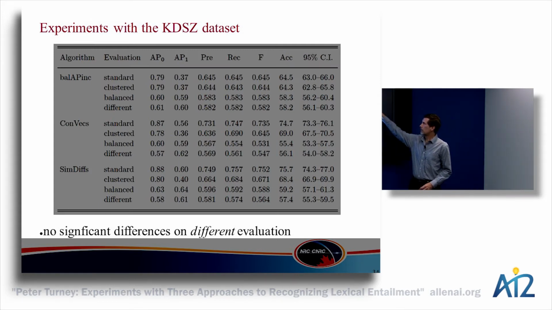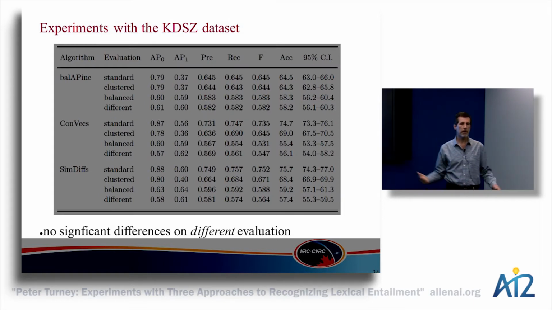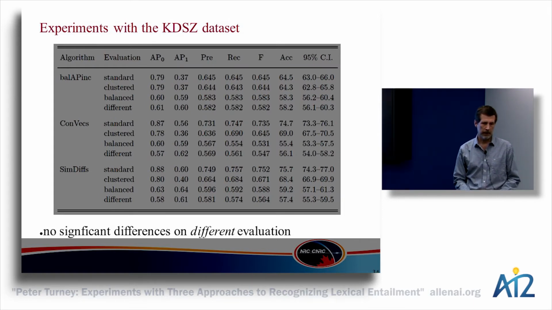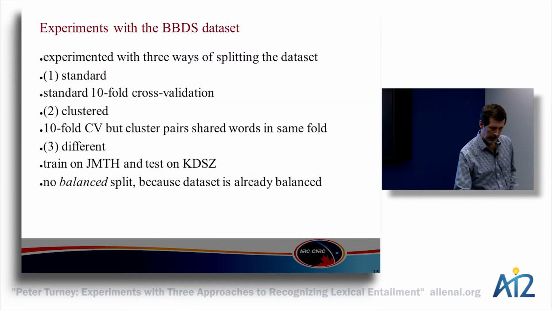When you look at the most realistic scenario, there's no significant difference between the three approaches. They all do just about the same on this data set, which, as I said, is a mix of meronyms and hyponym-hypernyms.